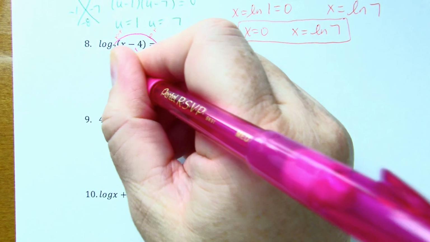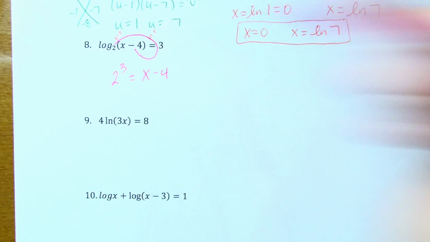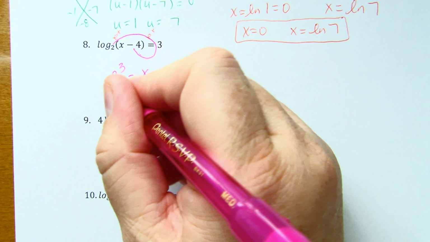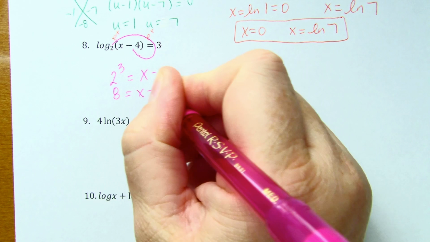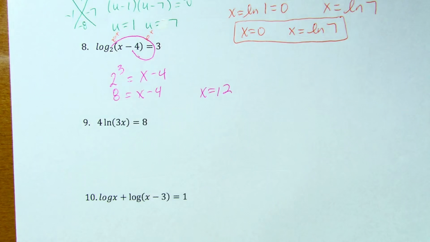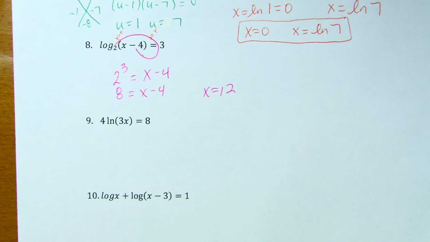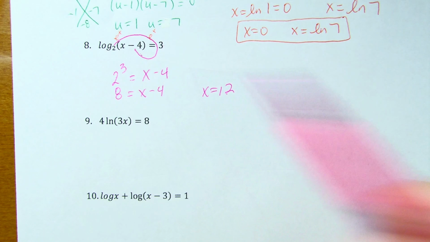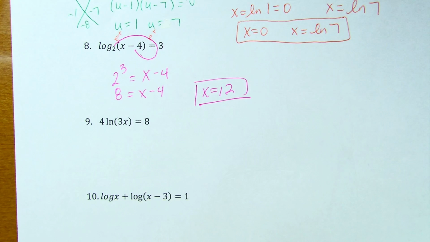2 to the power of 3 equals x minus 4. And now this is just solving a linear equation. 2 to the power of 3 is 8. And add 4 to both sides, and x equals 12. But again, I need to check my answer. So plugging in 12, 12 minus 4 is 8. Taking the log of 8 is not an issue. So there we go.